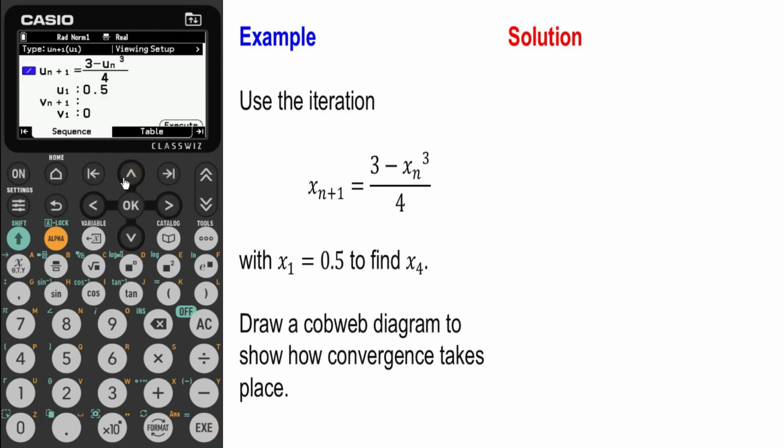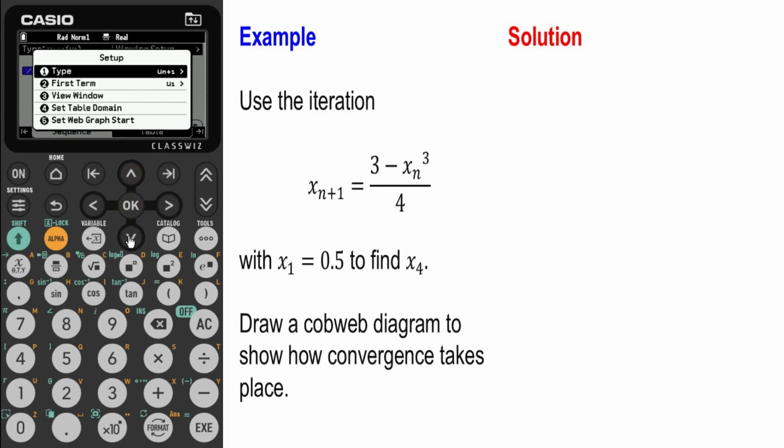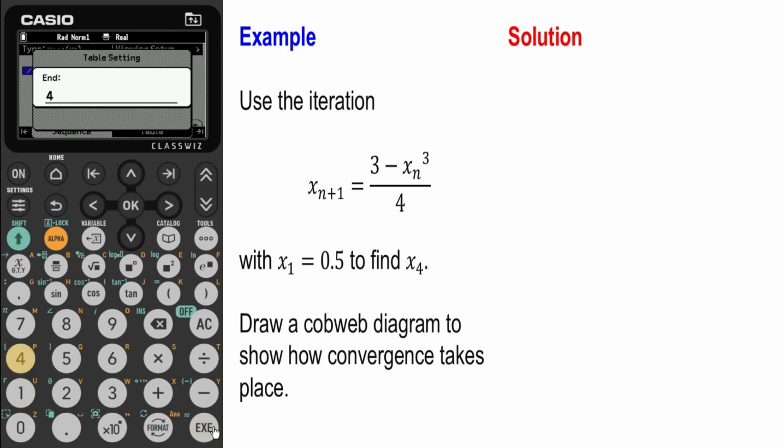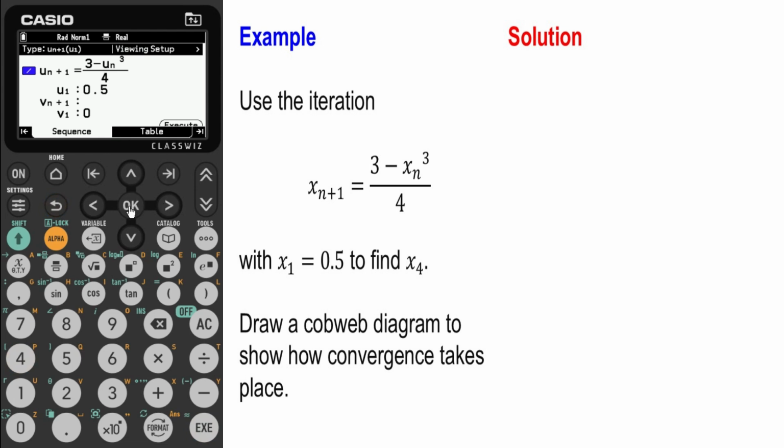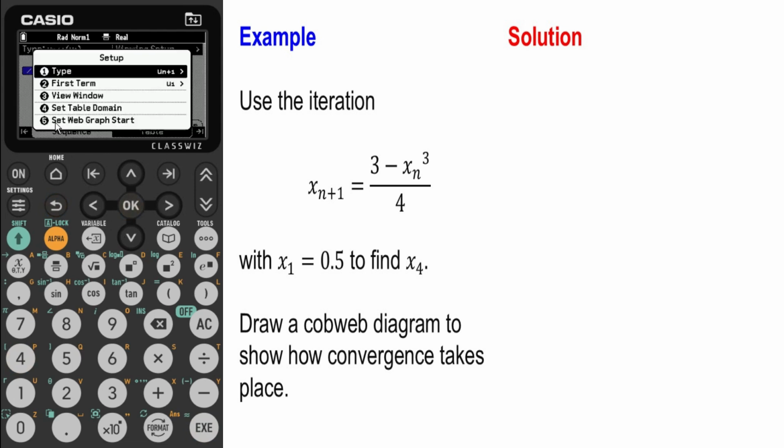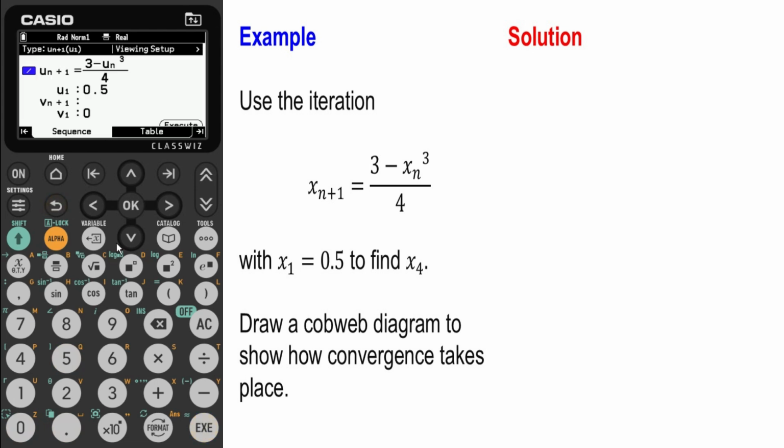Before we do anything else, if we go back to viewing setup and then the fourth option for set table domain, we want to start at 1, which means u_1, and we want to end at 4, which means u_4. The other thing we want to do from viewing setup, if we go to the fifth option, u_n start should be 0.5, which is the same as our initial value for u, which in this case, u_1 equals 0.5. So, having inputted all this information in, let's execute.